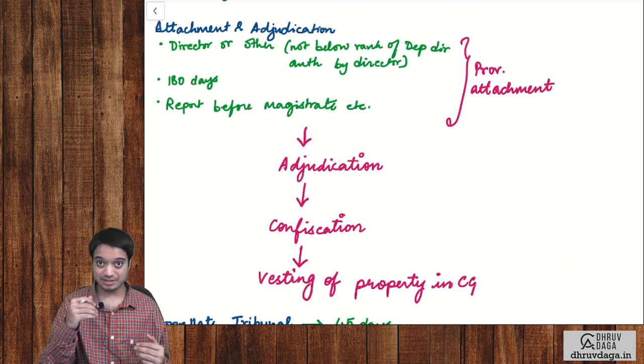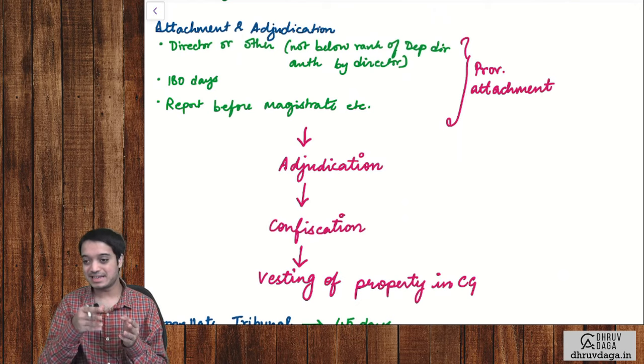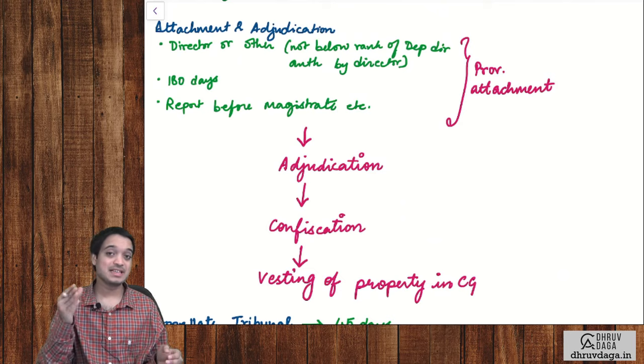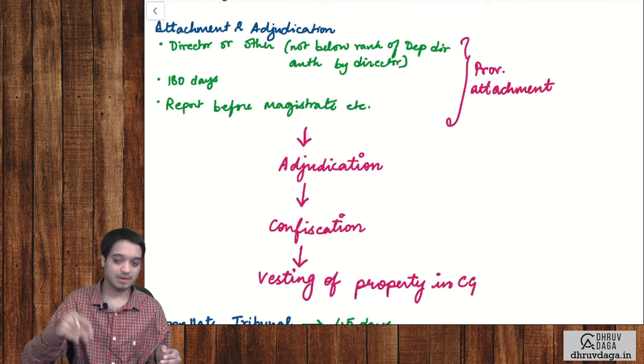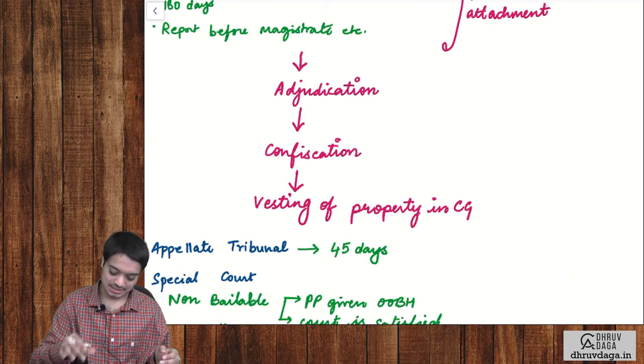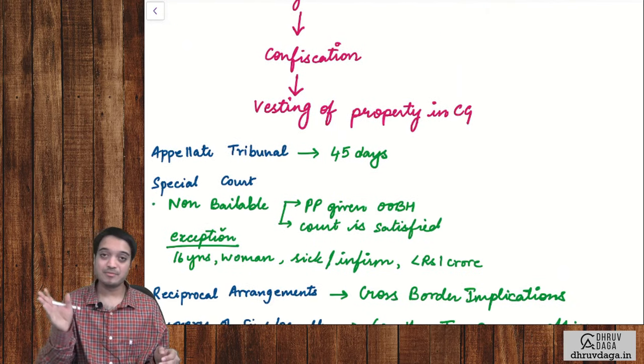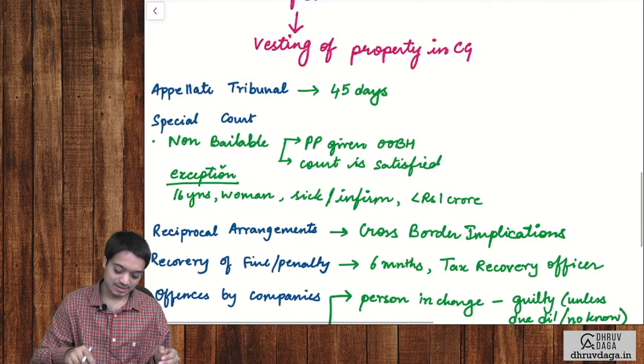Adjudication happens after this provisional attachment, then confiscation. If you are found guilty of the offense of money laundering, and it's adjudicated that you are guilty and the property is involved, it shall be confiscated and be vested as property in the central government free of all encumbrances. There will be no liens, no charges on such property. They will move to the central government.